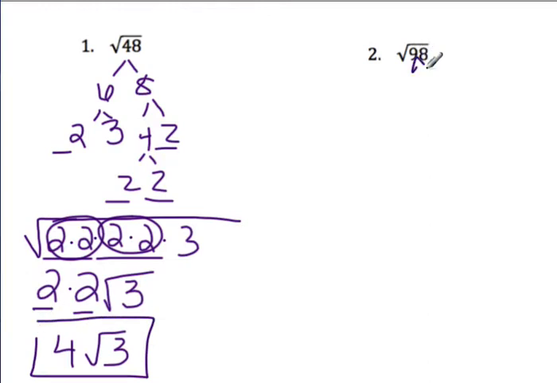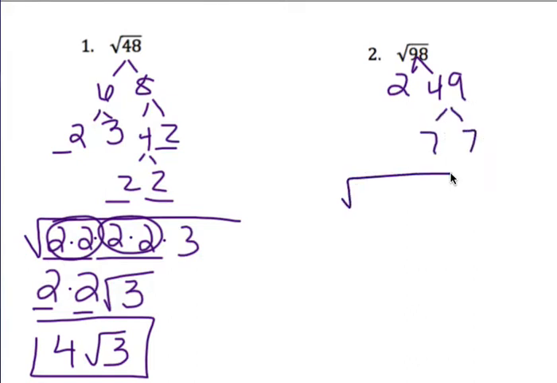So let's go ahead and let's take a look at 98. So you want to break 98 down. So I'm not really sure what goes into 98, but I see that it's even. So I take 98 and I divide it by 2. So I end up getting 49. So I know that 2 and 49 go into 98. Well, 49 can then be broken down to 7 and 7.